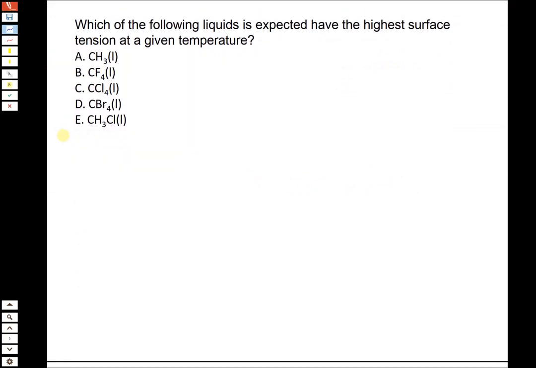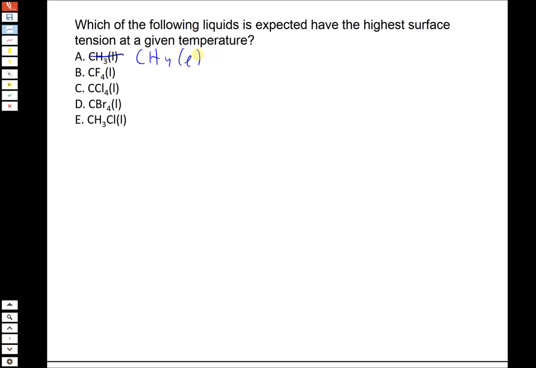Now, I think what happened in a lot of this problem here was a lot of people failing to identify which molecules were polar or nonpolar. I think this is a typo here. This should be CH4. That's my fault. So that first one should be CH4 liquid. Then we have CF4, CCl4, CBr4, and CH3Cl.